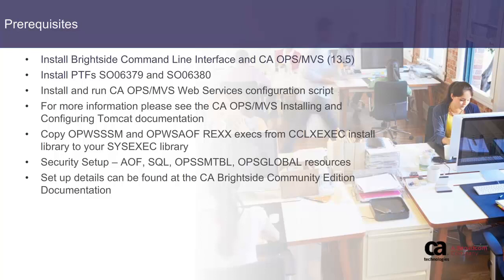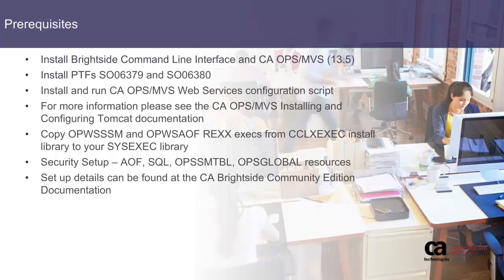PTF SO06379 and PTF SO06380 containing Ops Web Services and Rex updates to support the Ops MVS Brightside plugin are also required. After the PTFs are installed, run the Ops Web Services configuration script to update the Ops Web Services components. For more in-depth information, please visit How to Install and Configure CA Ops MVS RESTful Web Services on Tomcat documentation.